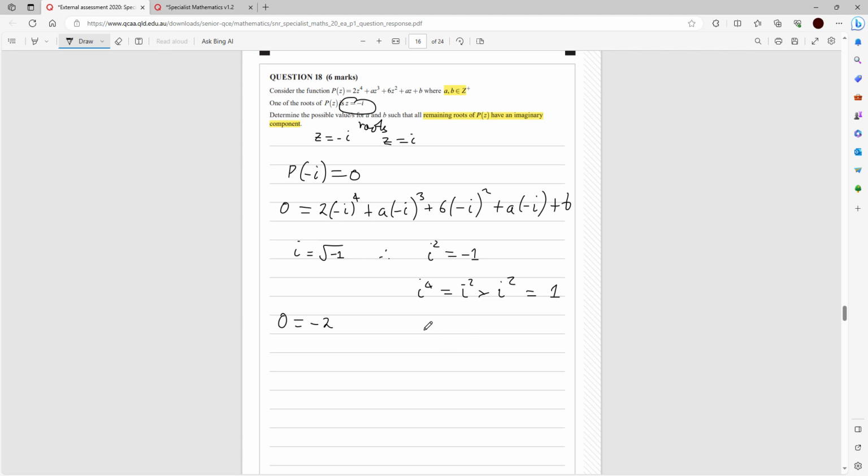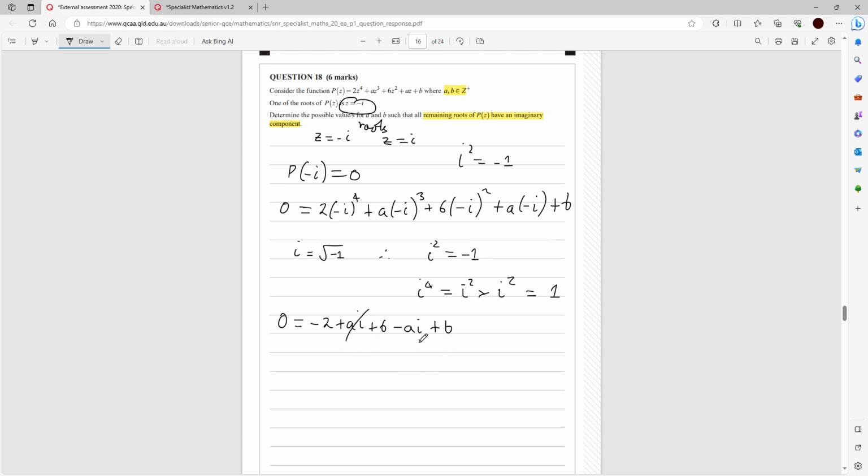Okay. i cubed is i squared times i. So that's going to be negative i. But there's a negative sign there, so it's actually going to be plus ai. Okay, I'm going to run out of room there. We know what i squared is. So i squared is negative 1 times negative, so that's going to be plus 6. This here is going to be, rub this out real quick because I don't need it anymore. A times negative i is just going to be minus ai plus b.